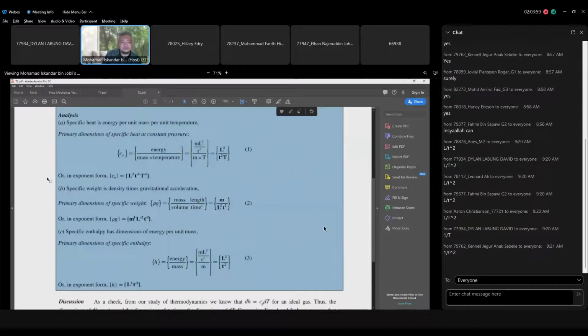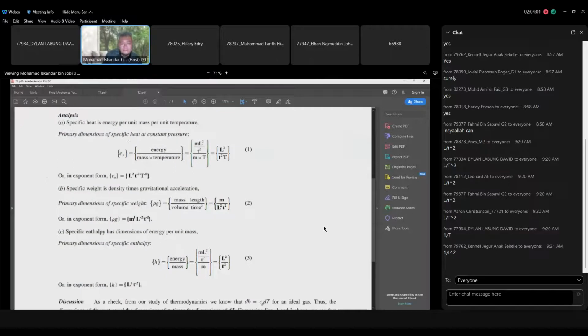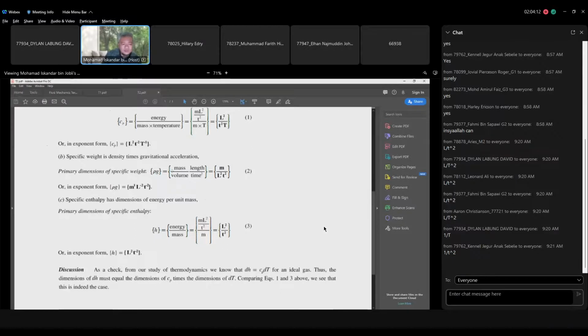So you have ML²/T², the energy, which we have defined earlier in the exercises and in the lecture notes. Then you have mass and temperature, which you can get directly. For the specific weight, it is rho g. Rho is mass over volume, and g is length over time squared, which is acceleration. So it's like rho a. It's quite simple.